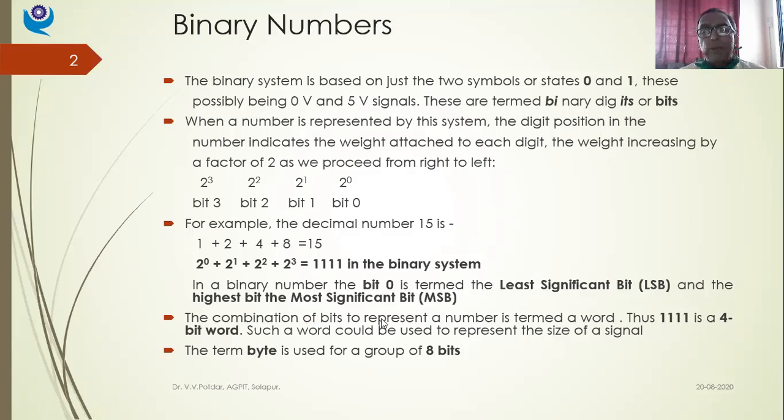The combination of bits to represent a number is termed as a word. So a binary word, right? Thus, 1111, which corresponds to decimal number 15, is a 4-bit word. Such a word could be used to represent the size of a signal. The term byte is used for a group of 8 bits, 8 binary digits. Here we have a 4-bit word, so I will have an 8-bit word also, wherein I'll be having 8 binary digits, like here we have 4 binary digits. That 8-bit word is called 1 byte.